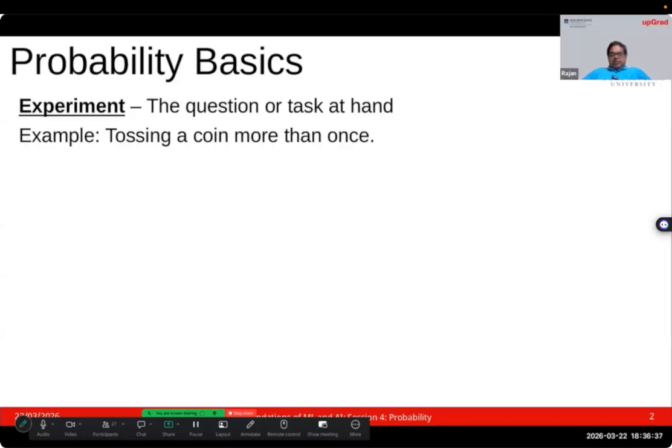First, traditionally, when we talk about probability, we always hear a term called experiment. So what is an experiment? Experiment is basically the question that you ask. Actually, more than a question, the task at hand. That's a much better but vague definition of what an experiment is.